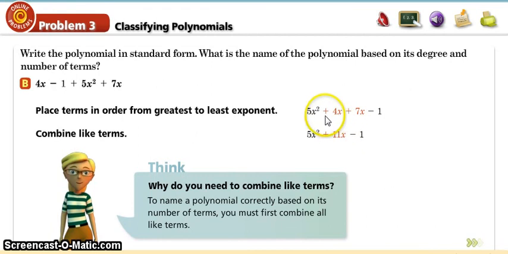So basically what it's saying is, don't tell me that there are 4 terms here. Right now you see 4 terms, but you have to completely simplify this polynomial to determine exactly how many monomials it actually has within it. So always simplify.